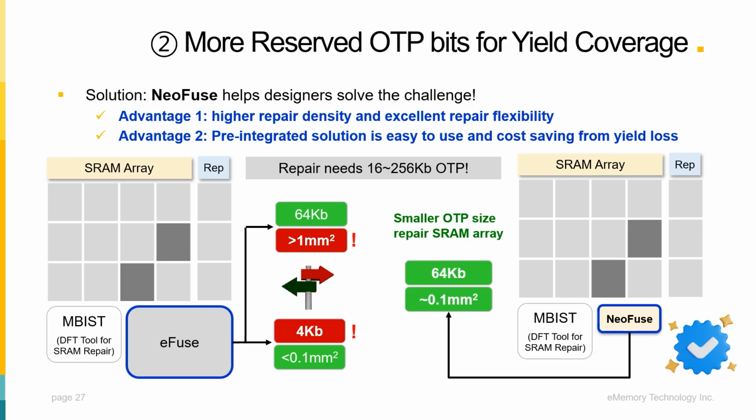The second benefit is that the capacity of SRAM repair using OTP is larger than traditional eFuse, providing better resilience against SRAM bit failures beyond the expected capacity. If the reserved eFuse bits are not sufficient to clear all SRAM defects, yield may be compromised.